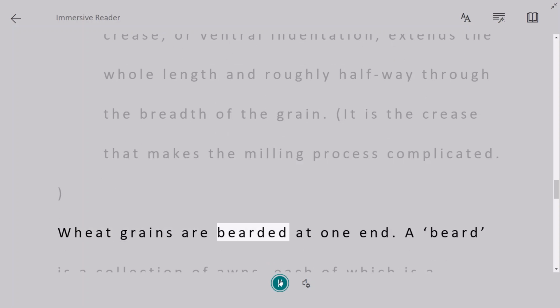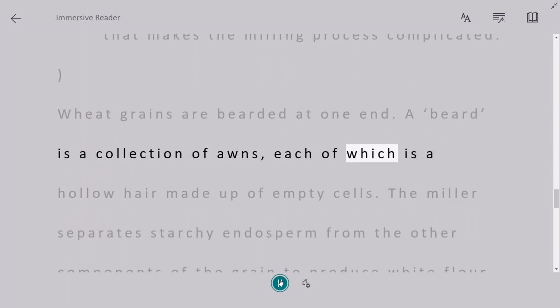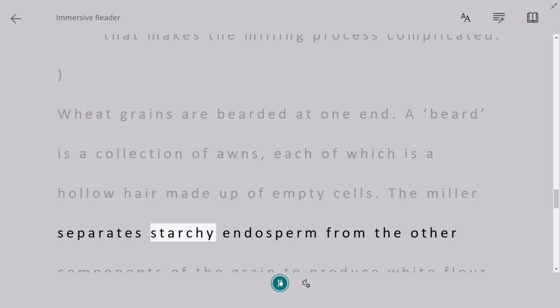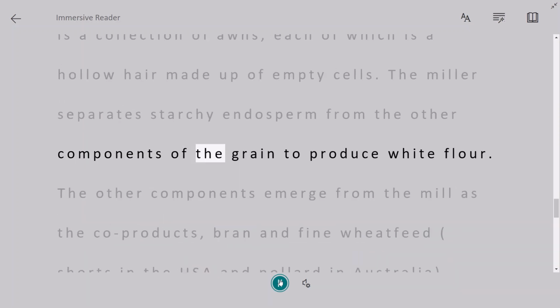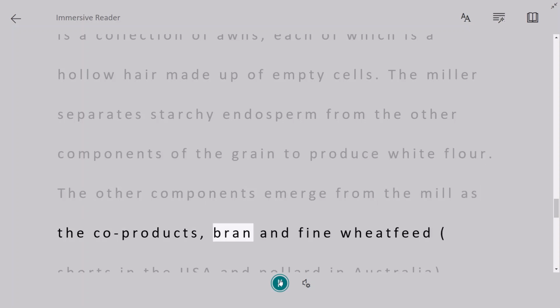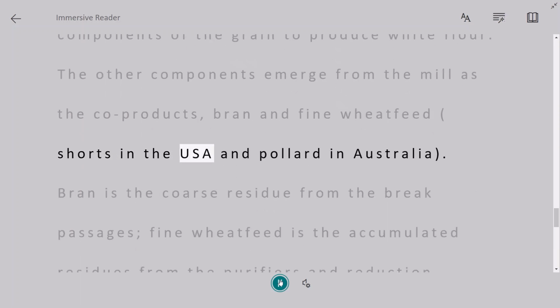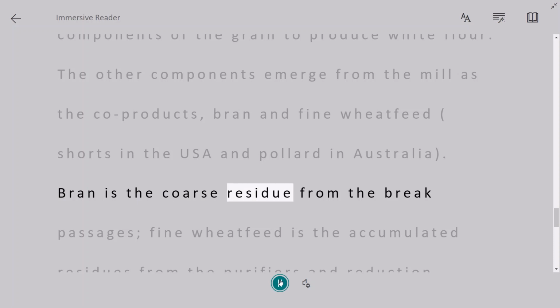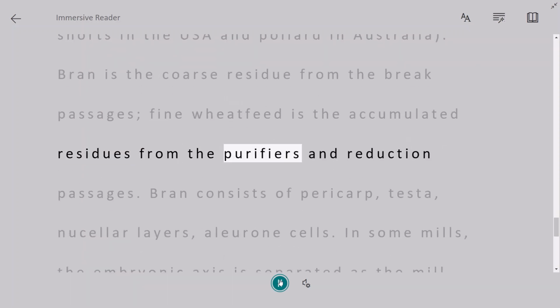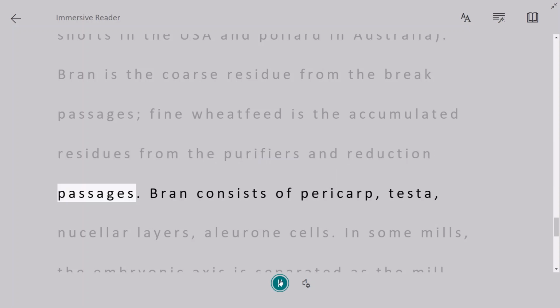Wheat grains are bearded at one end. A beard is a collection of awns, each of which is a hollow hair made up of empty cells. The miller separates starchy endosperm from the other components of the grain to produce white flour. The other components emerge from the mill as the co-products, bran and fine wheat feed, shorts in the USA and pollard in Australia. Bran is the coarse residue from the break passages, fine wheat feed is the accumulated residues from the purifiers and reduction passages.